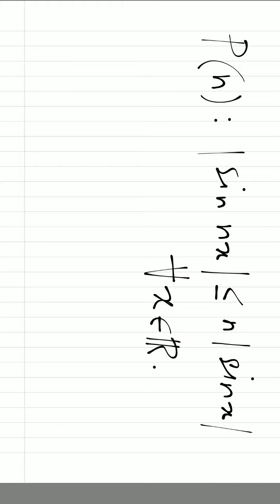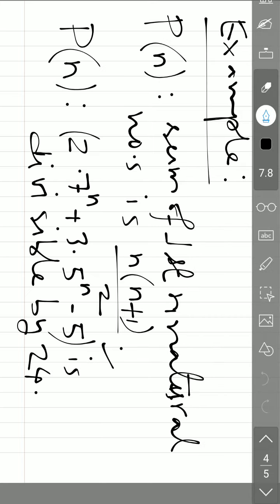So these are some mathematical statements, and we see that every mathematical statement is either true or false, and has some mathematical expression. Here we have an expression like mod of sin nx less than or equal to n mod sin x, and similarly for the other two statements as well. So these are some examples of mathematical statements.